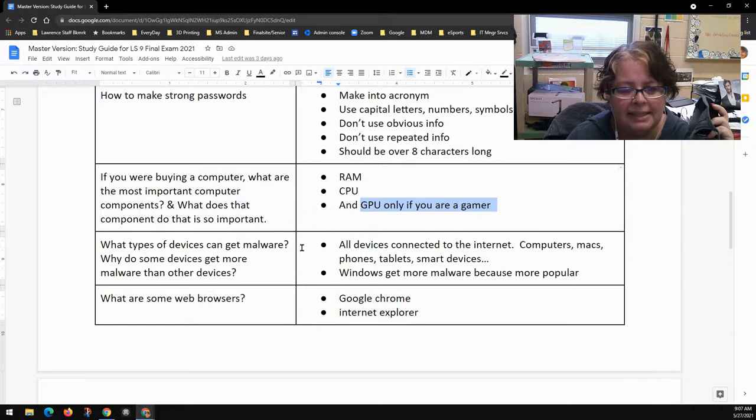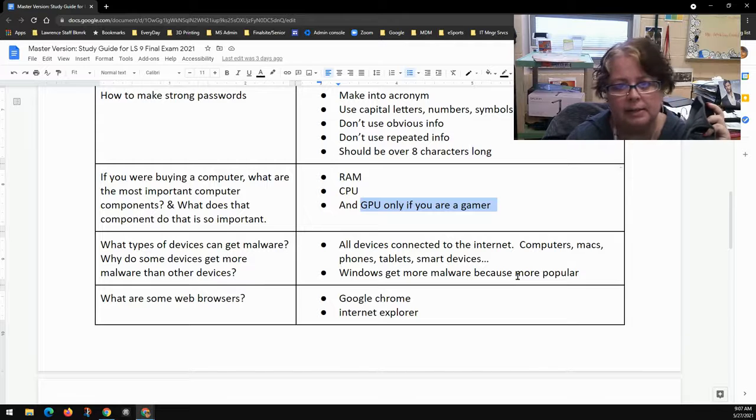What types of devices get malware? Why do some devices get more malware than other devices? So all devices connected to the internet could get malware: computers, Macs, PCs, phones, tablets, smart devices, even my Echoes could get malware. However, Windows devices will tend to get more malware because they're more popular.